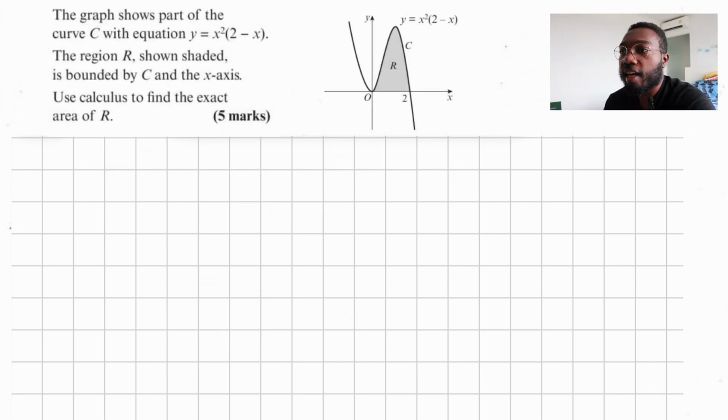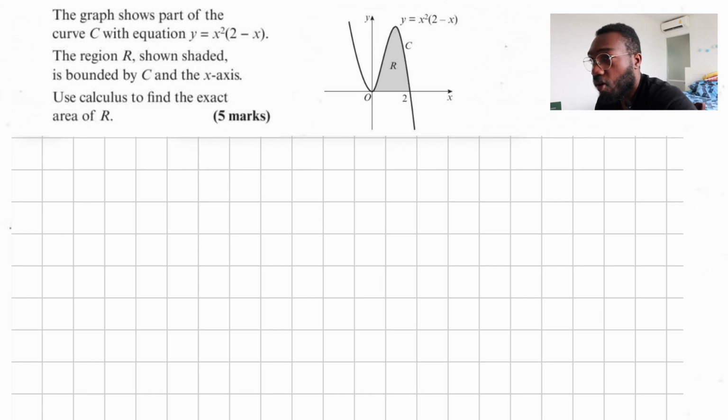Yeah, and last question of the day, we have this graph here, y equals x squared times 2 minus x. We're told the region R is shown shaded, and it is bound by the curve and the x-axis. Use calculus to find the exact area of R. So this question, they've actually already given us our limits. It's just 0 and 2 from looking at the graph. But if you didn't know that, you could work that out by working out when it crosses the x-axis. You'd still get 0 and 2.